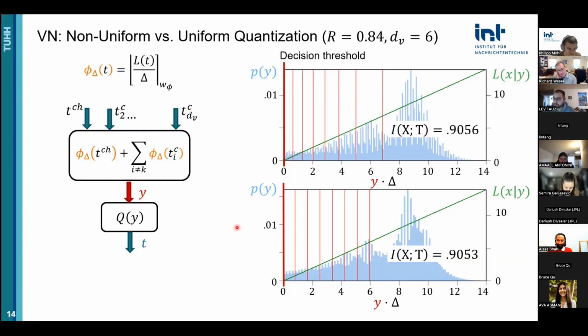Like if you do 4 bits, maybe currently you're doing 4 bits, but what if you're doing 5 bits? Okay. But what if 3 bits? If you reduce your bit width, will the uniform quantization still perform as well as the non-uniform quantization?